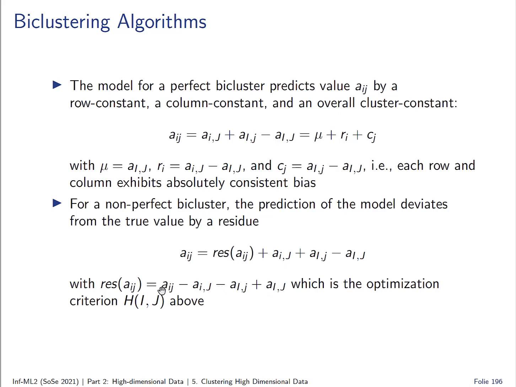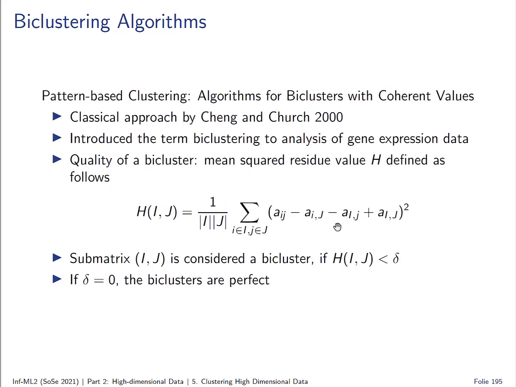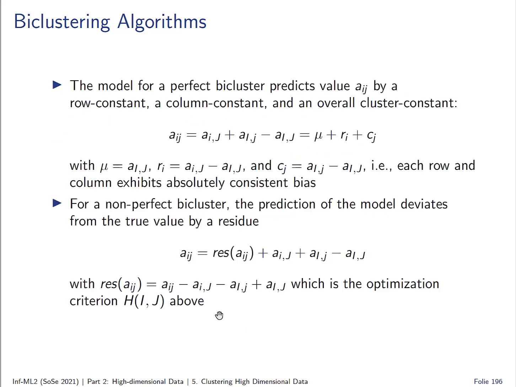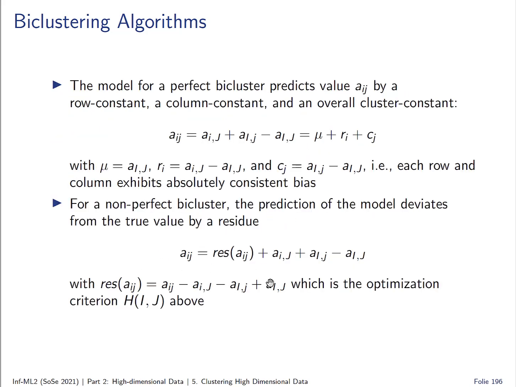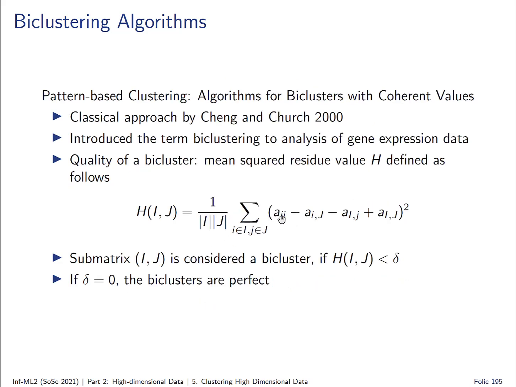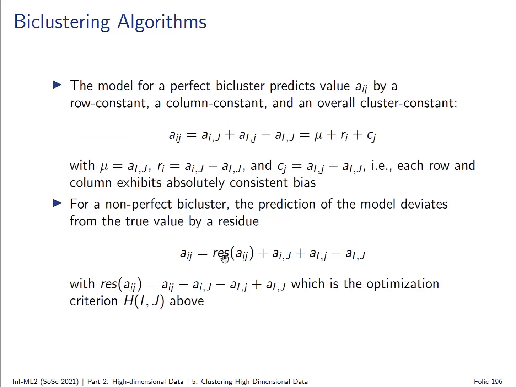And if you look at this one here, that pretty much looks the same as here. So this is actually the optimization function, the optimization criterion that we had before. We want to minimize that, and that is exactly the justification that this residue is actually a good performance model, because we want to minimize the error that we make. So this is the error that we make when we predict the actual observation from the cluster model.